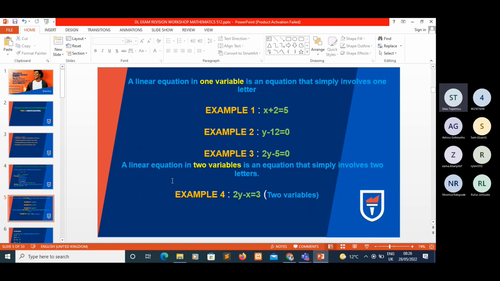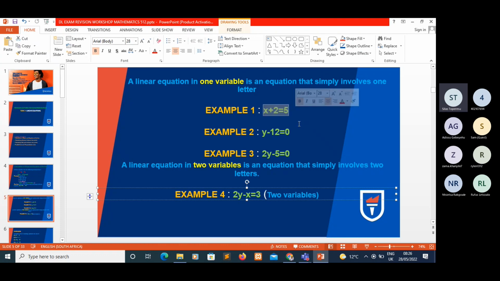A linear equation can also be a one variable equation that simply involves a letter. You might encounter a linear equation that doesn't have a y but has only an x. You might also encounter a linear equation that has a y but without an x. So if the question comes and says, what is the value of x? Solve for x. Maybe you're given this equation and I ask you to solve for x. How do you solve for x here? This here is simple. You know what to do.